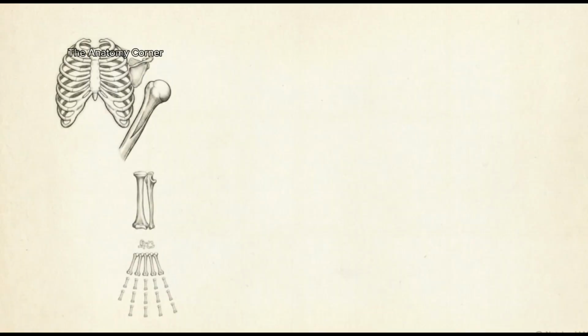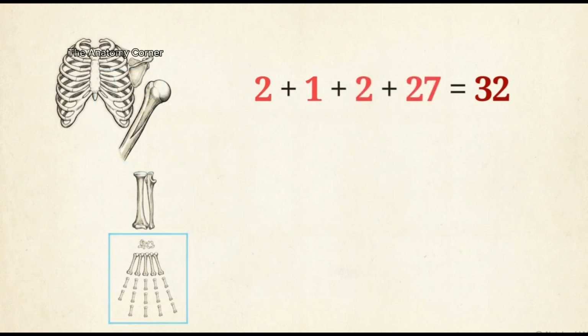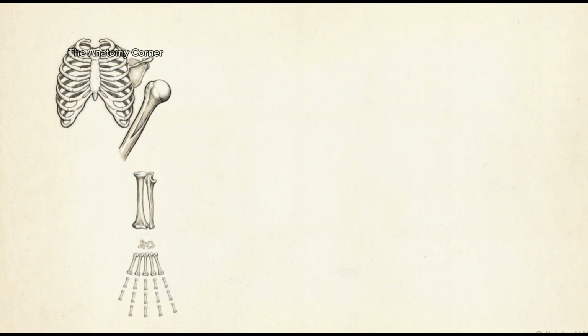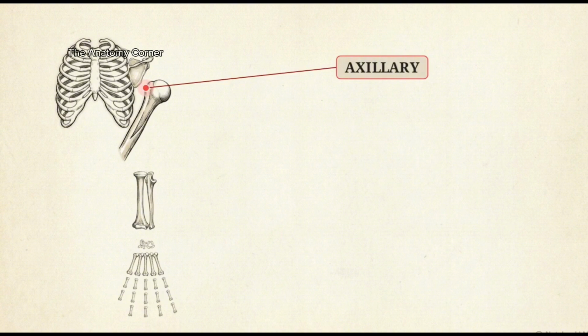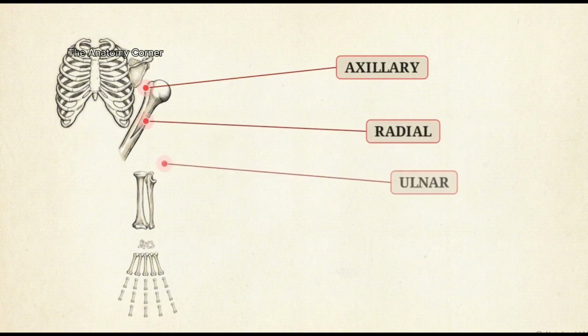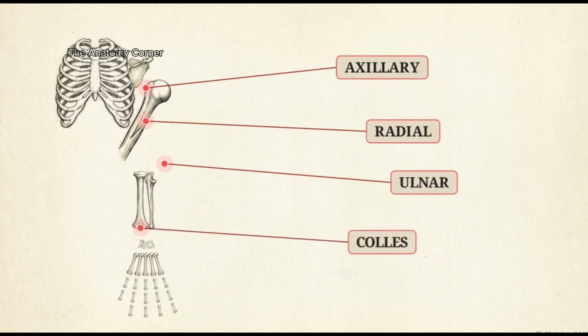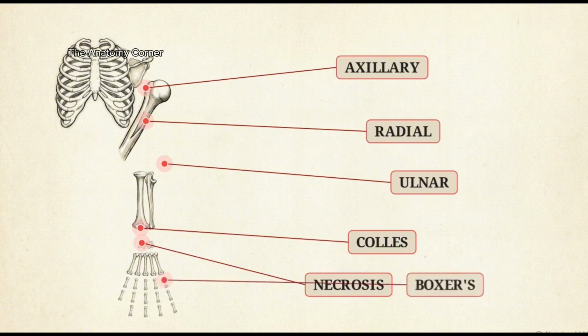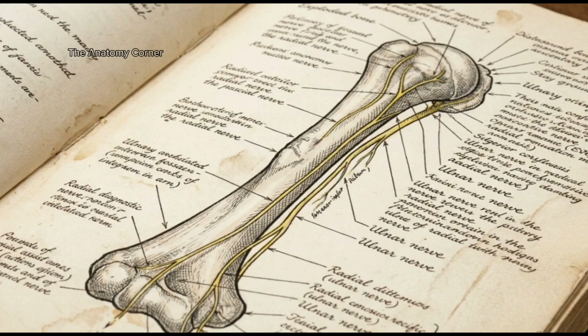The upper limb logically divides into 32 bones: 2, 1, 2, and 27. Clinical pairs map instantly to this regional architecture. A surgical neck fracture dictates axillary nerve damage, and a midshaft fracture dictates radial damage. Distally, a radius impact predicts a Colles fracture, a scaphoid fracture threatens avascular necrosis, and a 5th metacarpal impact creates a boxer's fracture. The names on the page describe a physical landscape.